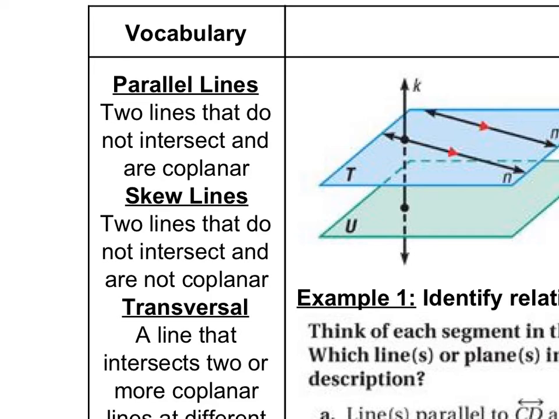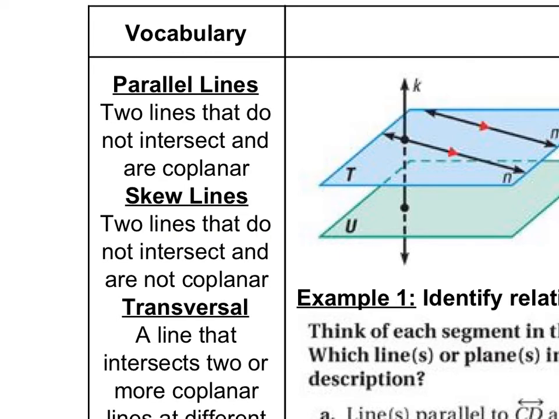We are now attaching another part of a definition to this and saying that they have to be coplanar, meaning they are in the same plane, because we now have what we call skew lines, which are two lines that do not intersect, and they are not in the same plane. So just because two lines do not intersect doesn't make them parallel. If they're in the same plane, they're parallel. If they are not in the same plane, they are skew.